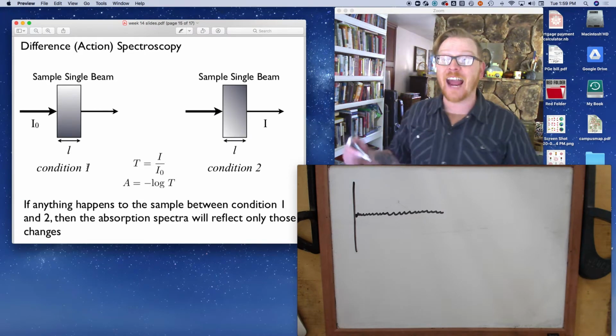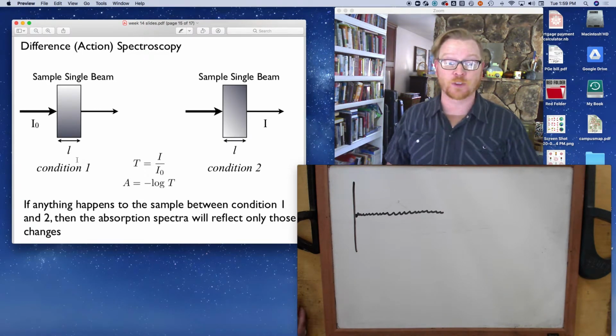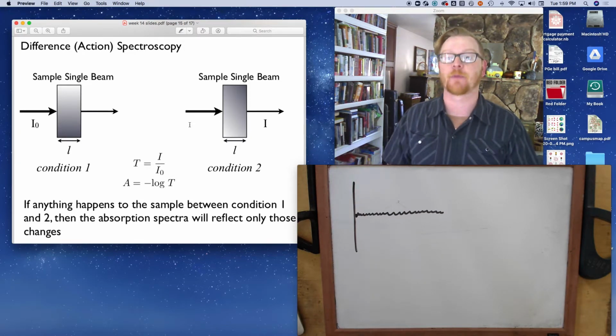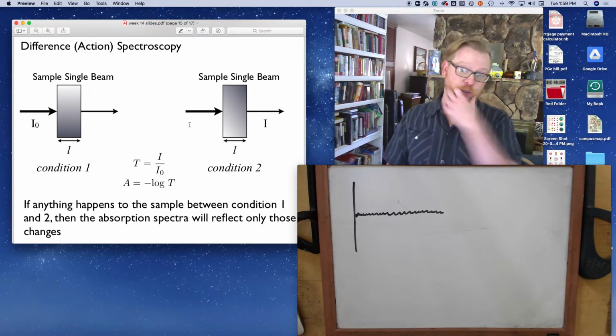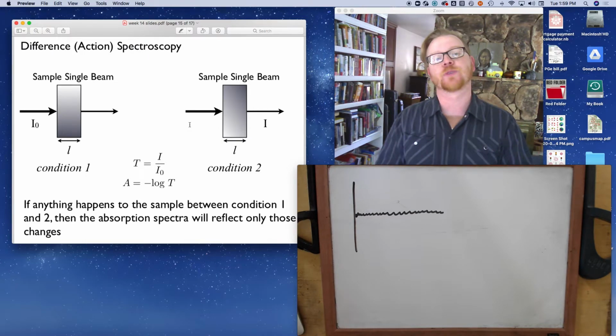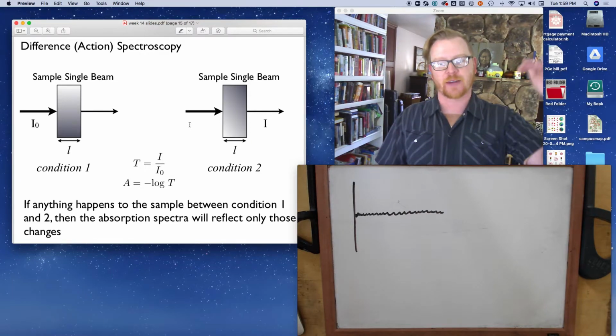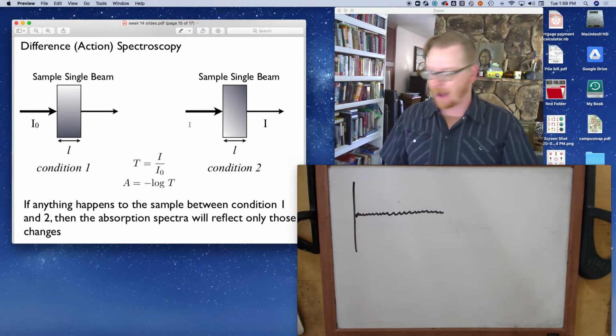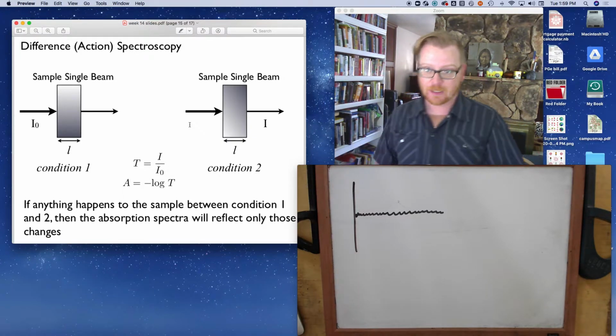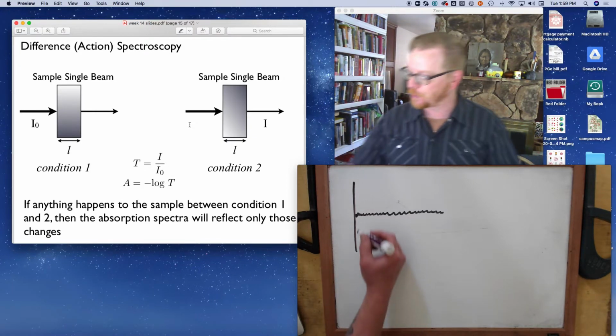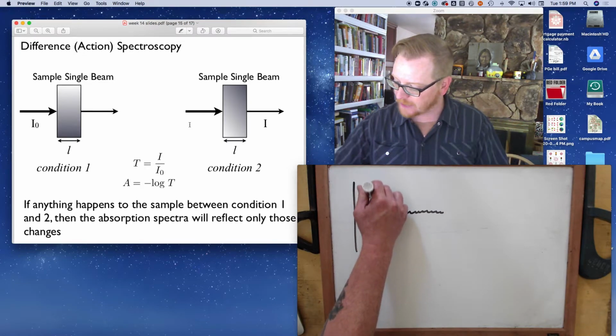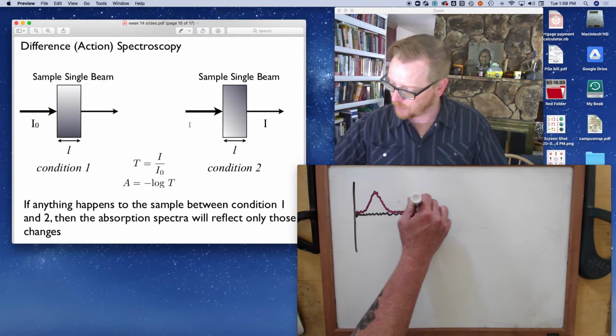But if, let's say, a new functional group grows in between condition 1 and condition 2, so you're doing some type of chemical reaction, and this doesn't just have to be drifts. You could do this via the ATR. What's really special about drifts is you could do a chemical reaction on the surface of that sample, and then the drift spectra will see it. Okay, so if a new functional group grows in, you'll see a positive peak like this, which is pretty cool.